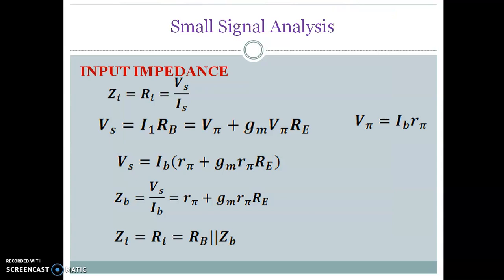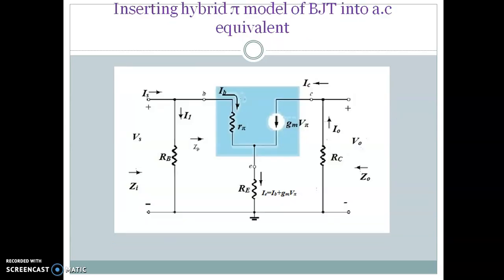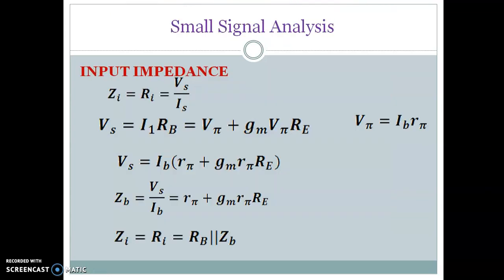To compute your input impedance, Zi is equal to Ri is equal to Vs by Is. But we know that Vs is nothing but I1 times RB. In a parallel case, the voltage drop across this will be equal to the voltage drop across this RB. The voltage drop across this is IB times r pi, which is nothing but V pi, plus the drop across your RE, which is gm V pi RE, neglecting your base current because it is very, very small compared to gm times V pi.